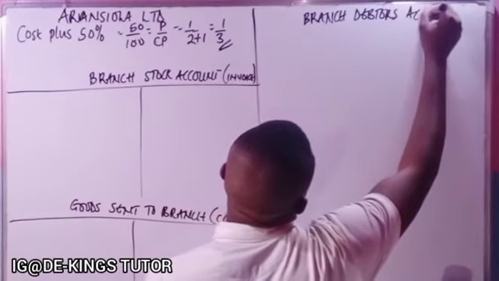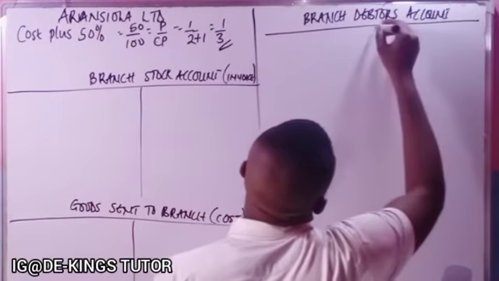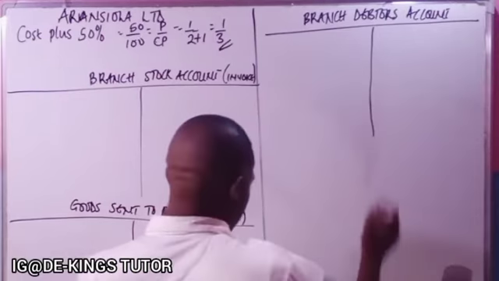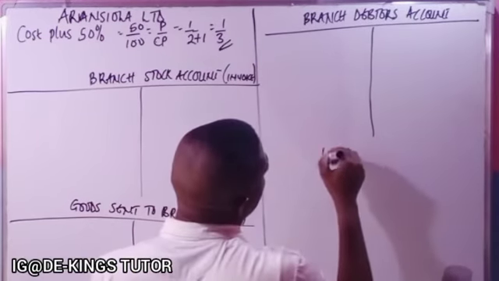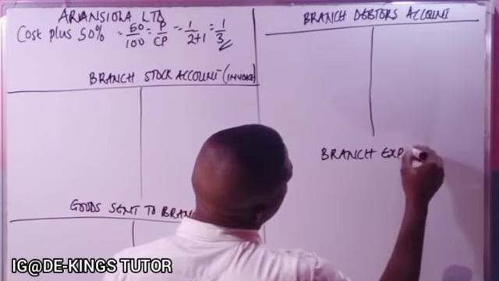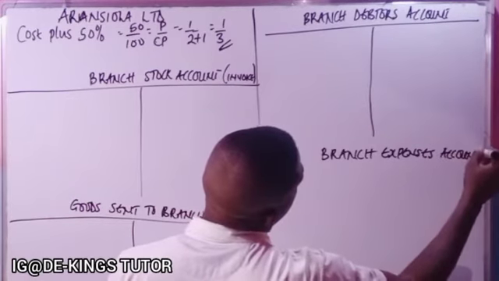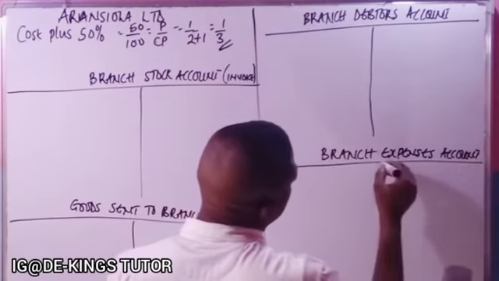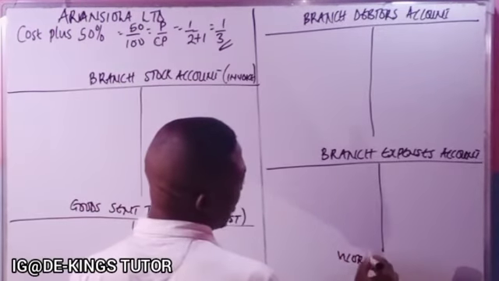The branch debtors account, while the fourth one is the branch expenses account. Okay, so we can use it for our workings.